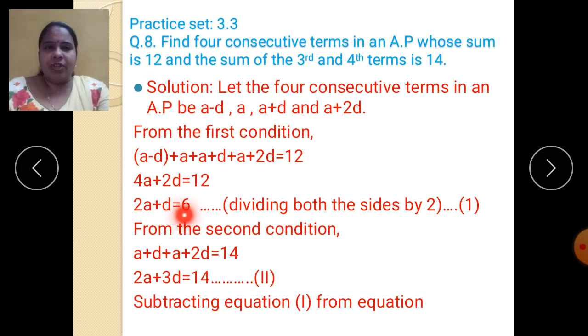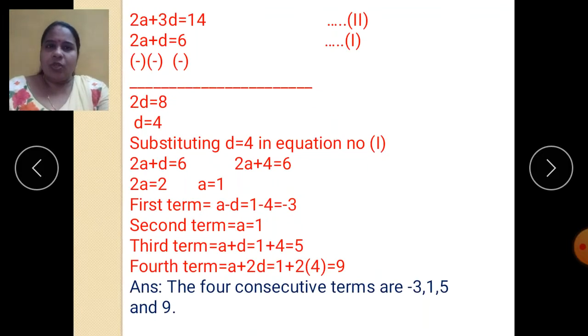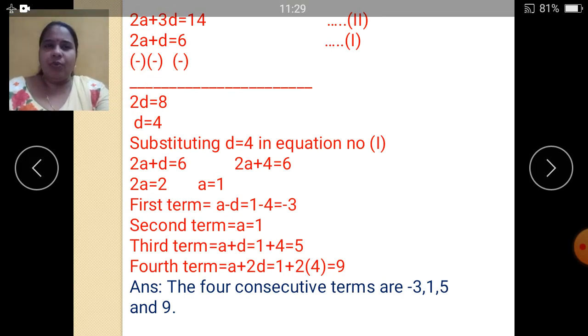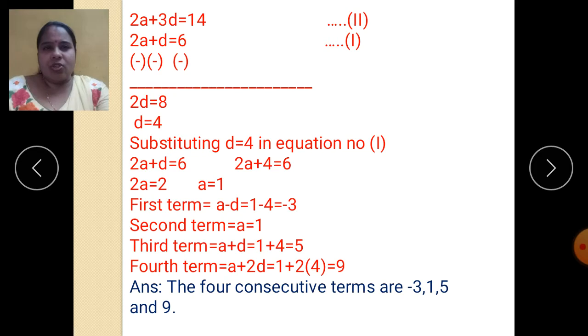Now see this. Equation 1 and equation 2. This is also 2a. This is also 2a. It can be eliminated when we subtract the equations. So subtract equation 1 from equation 2. When we subtract, we need to change the signs here. This will be minus, minus and minus. Now 2a minus 2a will get cancelled. So 3d minus d, 2d. 2d is equal to 8. From where? 14 minus 6 is equal to 8. So d automatically will become 4.